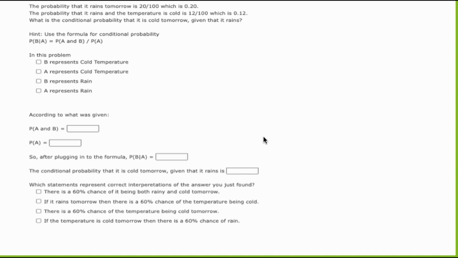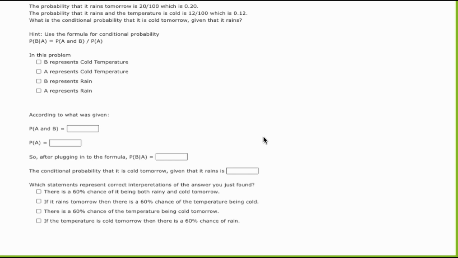This one says the probability that it rains tomorrow is 20 over 100, which is 0.20 as a decimal. That's 20%. The probability that it rains and the temperature is cold is going to be 12%, which is 0.12. What is the conditional probability that it is cold given that it rains?